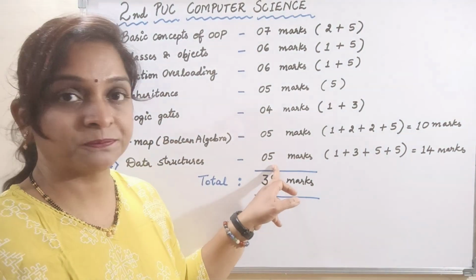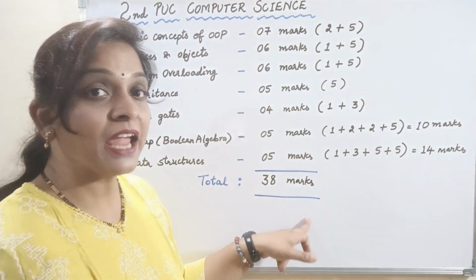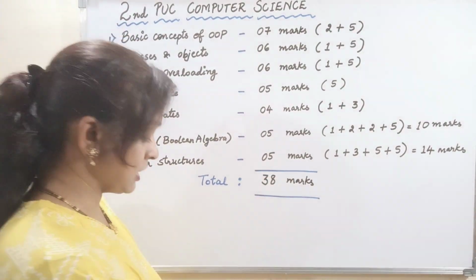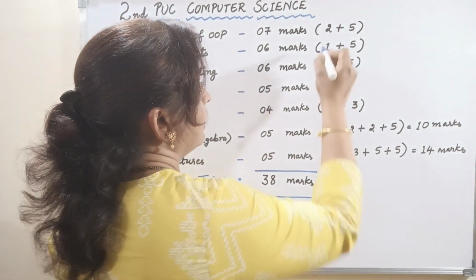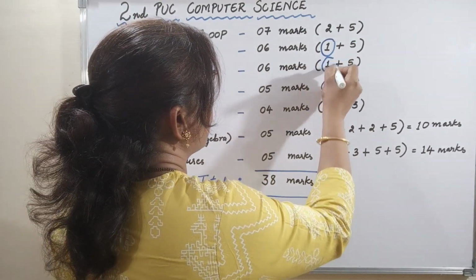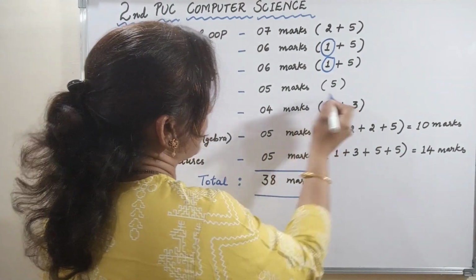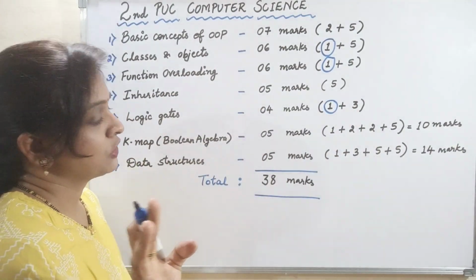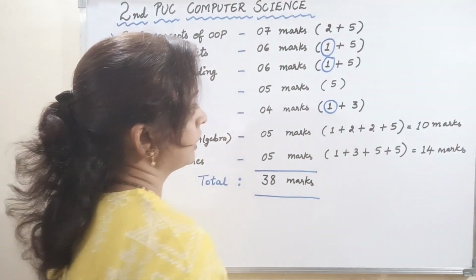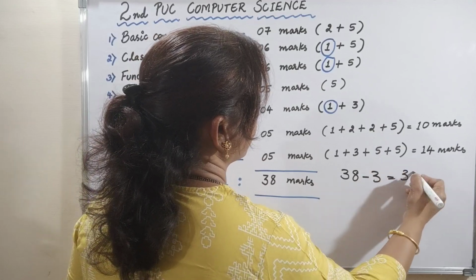So it is 5. So totally it is 38 marks. So in this 38 marks, you may skip a few things. As I said, you can leave one MCQ part from classes and objects, one more MCQ from function overloading, one more MCQ from logic gates. So it is 38 minus 3. If I do 38 minus 3, it means 35.